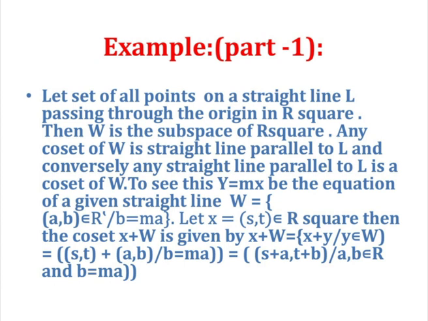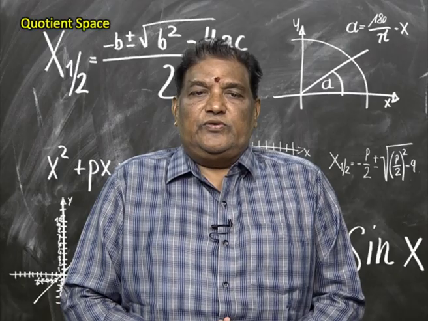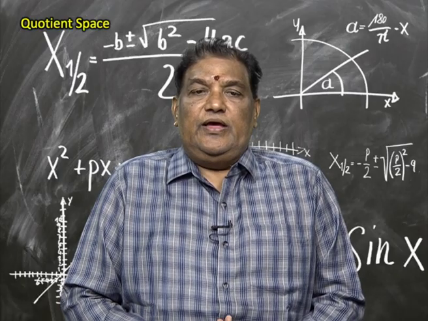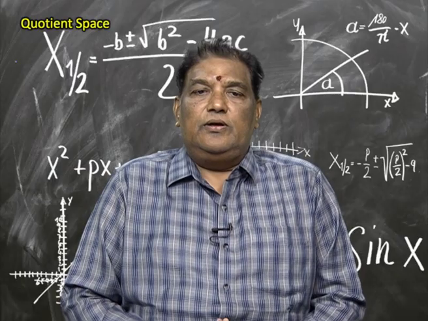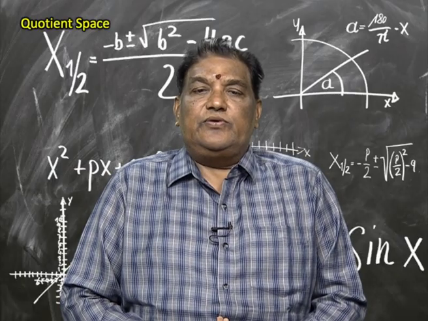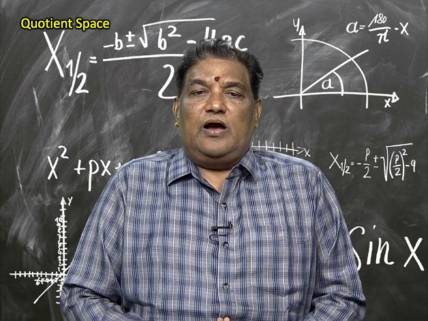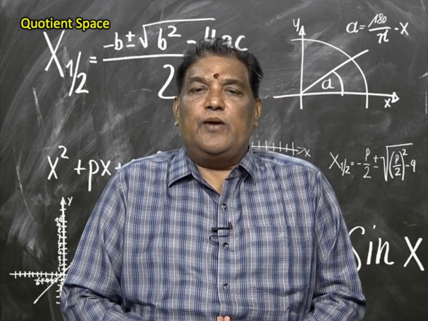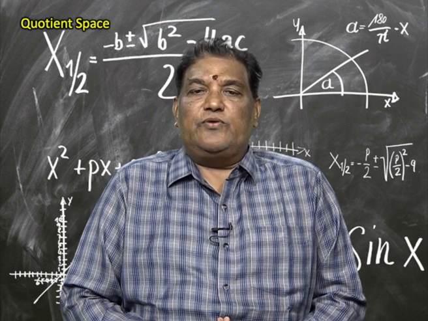Then the coset x plus W is given by x plus W equal to the set of x plus y such that y belongs to W by definition, that equals (s, t) plus (a, b) such that b equal to ma, that equals (s plus a, t plus b) such that (a, b) belongs to R square and b equal to ma.